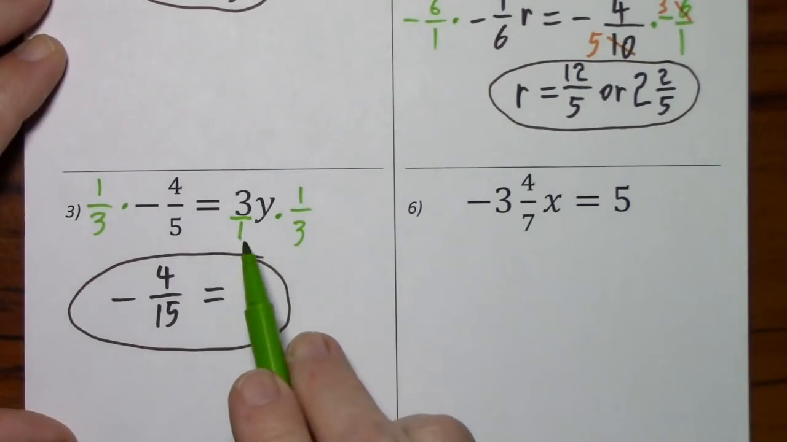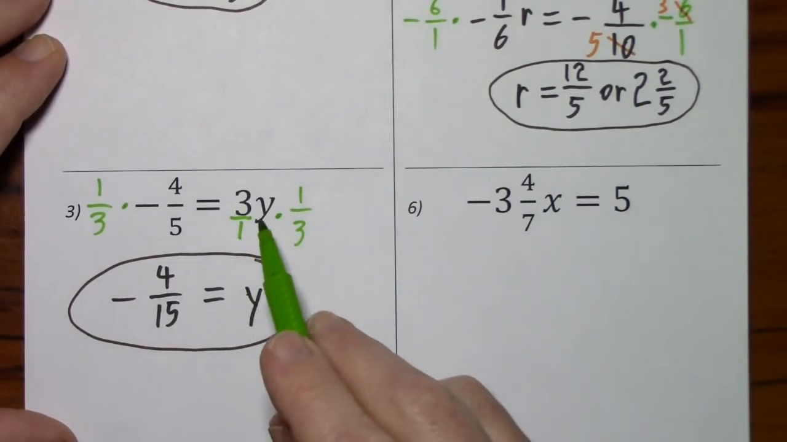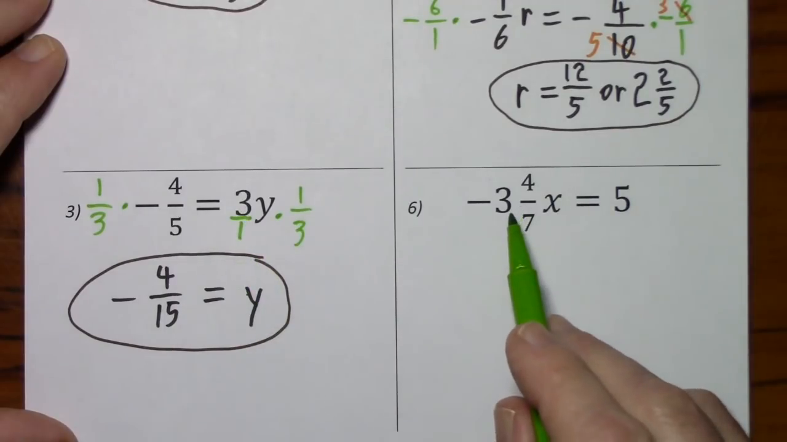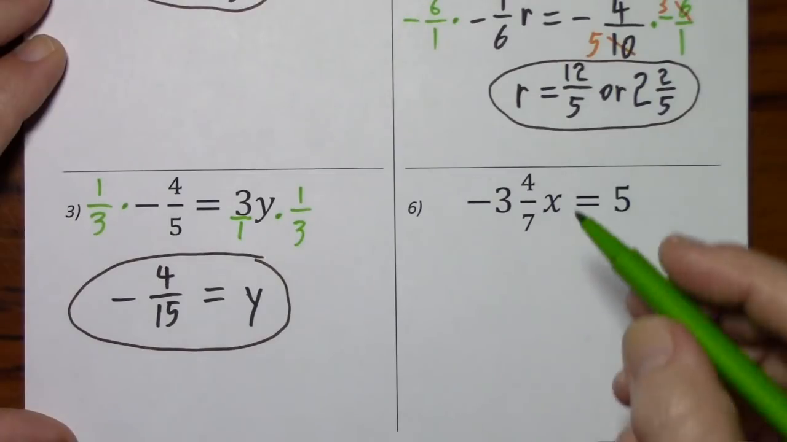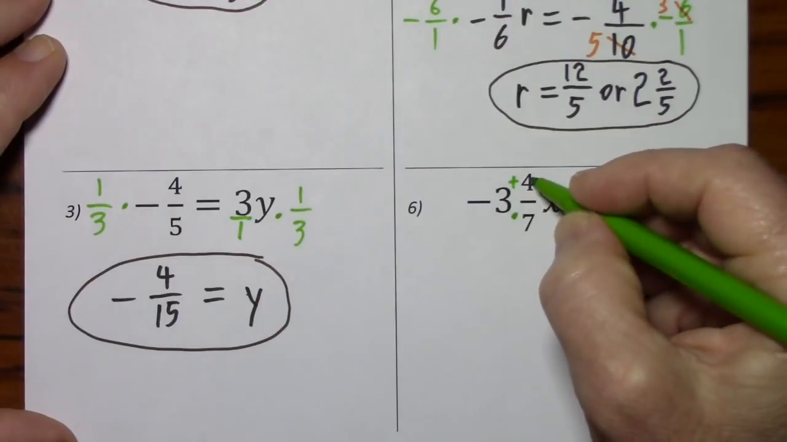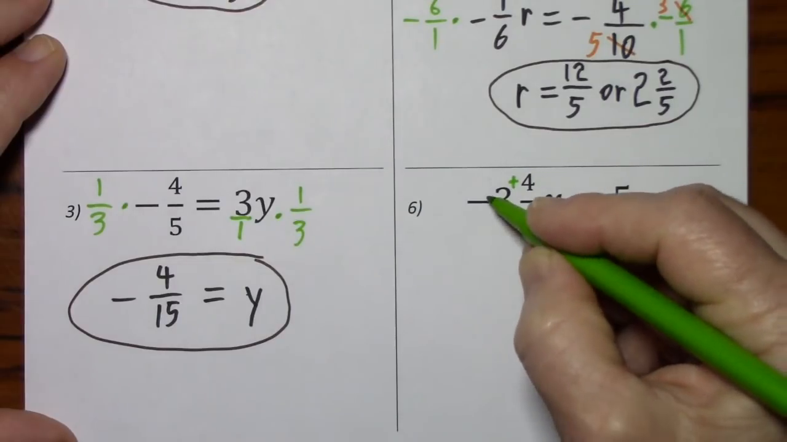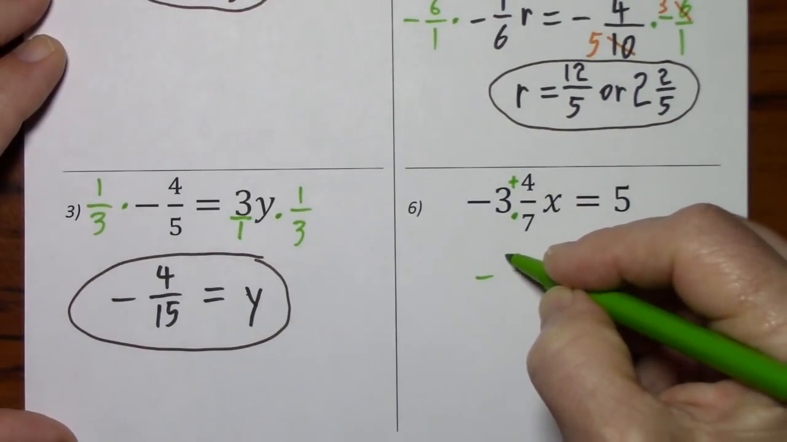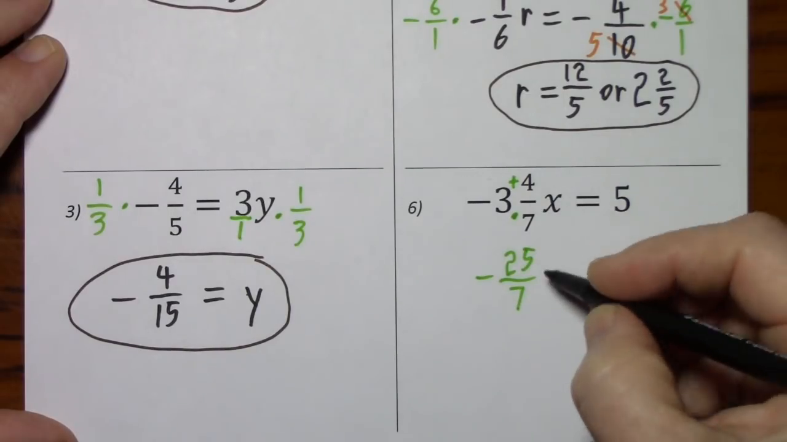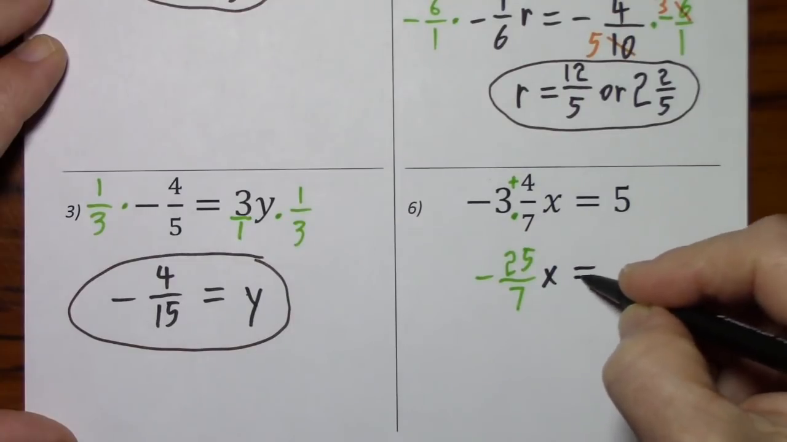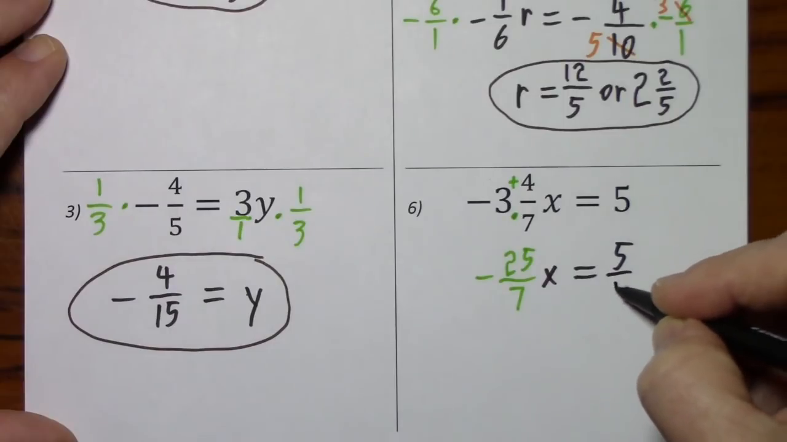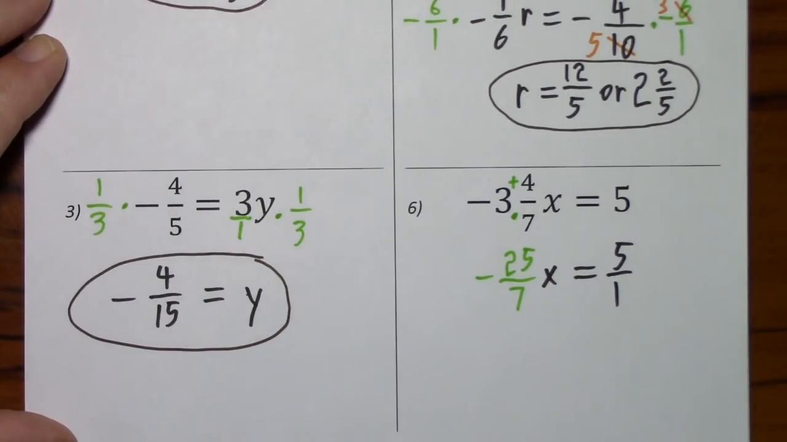This problem is similar to this one in that we change this whole number to a fraction. I'm going to change this mixed number to a fraction. So that's 21, make that 25 over 7. It's negative. Bring down the x, the equals, and the 5. I'm going to make that 5 over 1. So now I have all fractions.